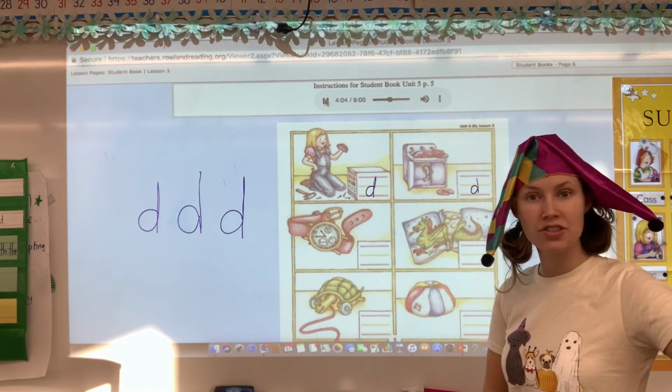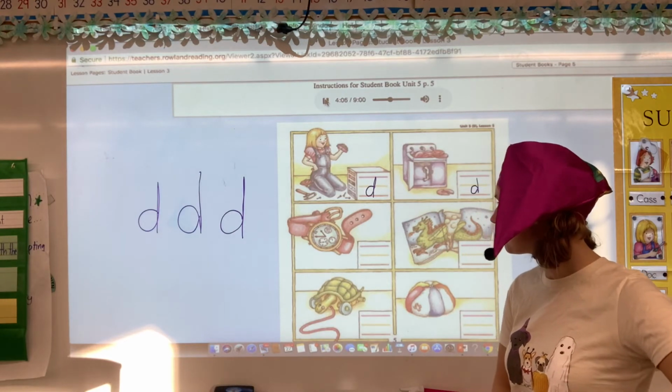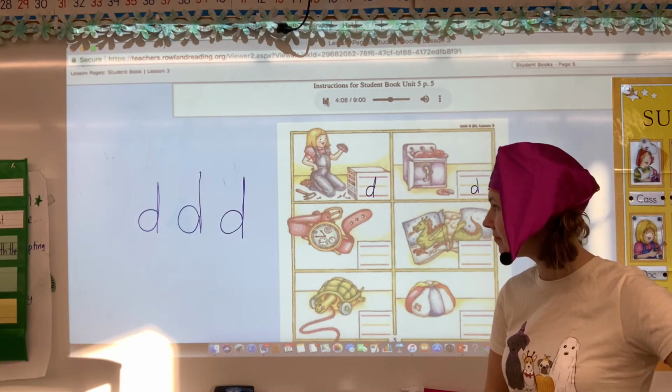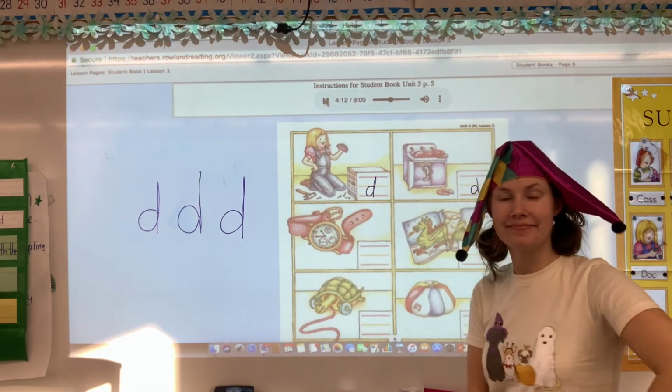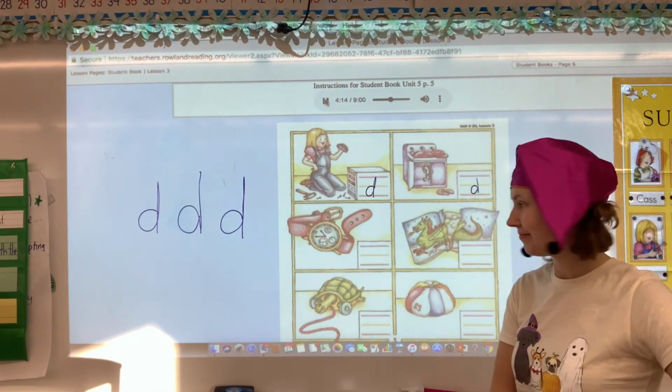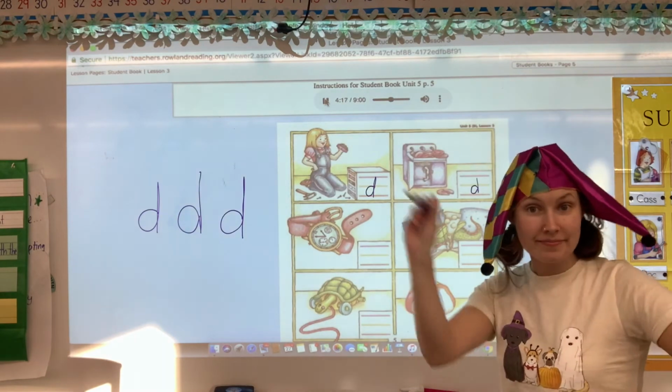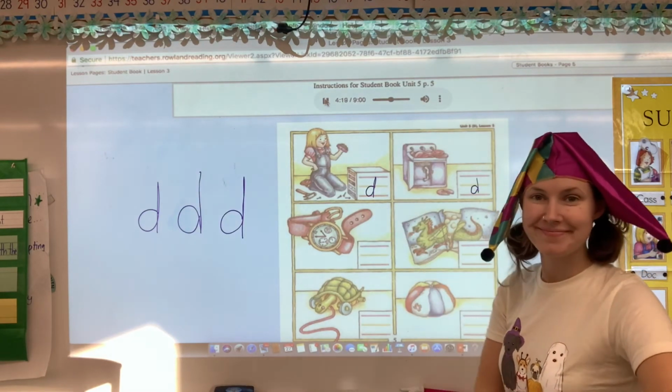Watch. Watch. Does watch begin with the sound D? If your answer is yes, write lowercase d on the lines next to the watch. If your answer is no, mark an X on the lines.